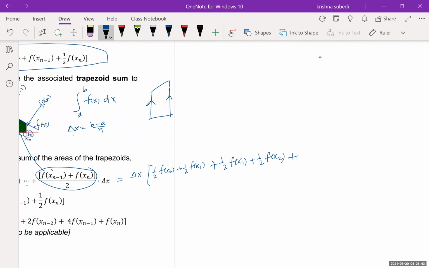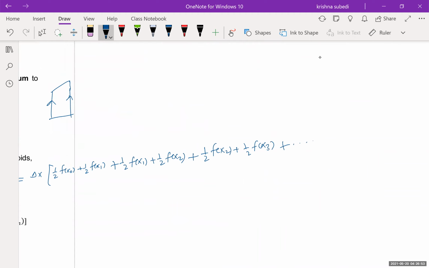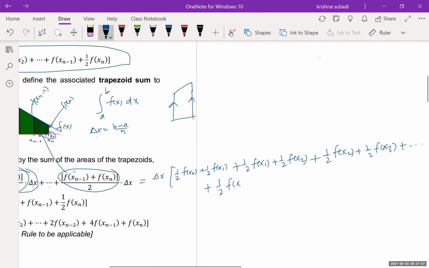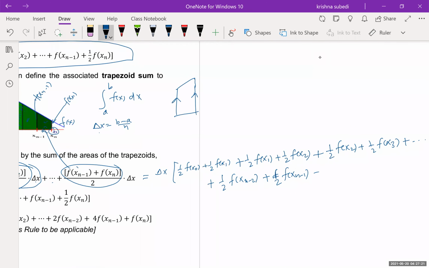In the same manner, for the third trapezium, it will be half f of x2 plus half f of x3. And it goes all the way, plus all the way. The second last trapezium will be half f of x n minus 2 plus half f of x n minus 1. Now the last trapezium will be half f of x n minus 1 plus half f of x n. So this is the area of all the trapezium.